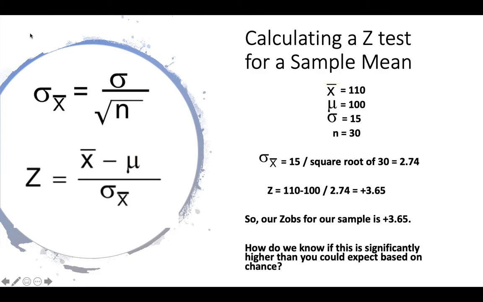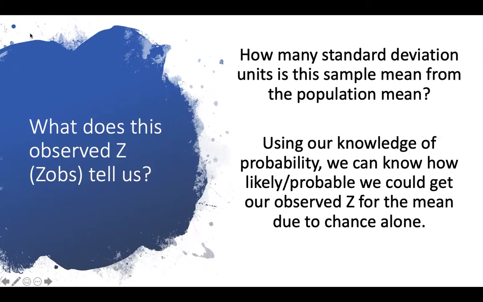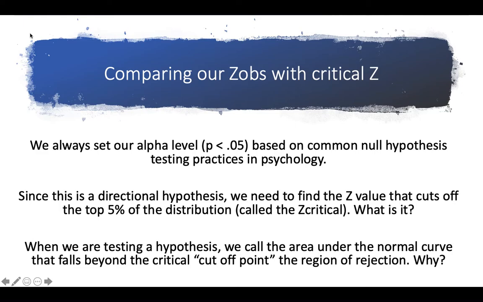Now, how do we know if this is significantly higher than you could expect based on chance? Well, first, this z-observed value tells us how many standard deviation units this sample mean is away from the population mean. Using our knowledge of probability, we can know how likely we could get our observed z-value for the mean due to chance alone. And we do this by comparing our z-observed value with a critical z-value. We always set our alpha level, or our p-value, to 0.05 based on common null hypothesis testing practices in psychology.